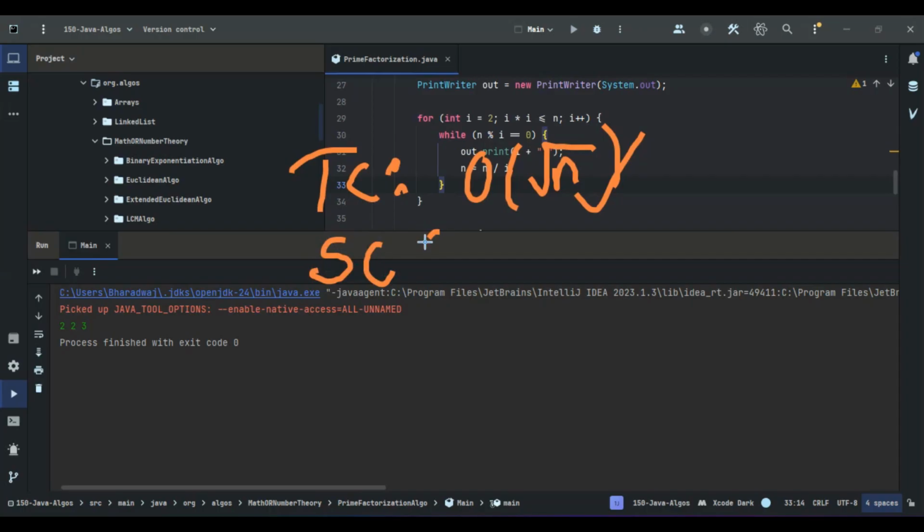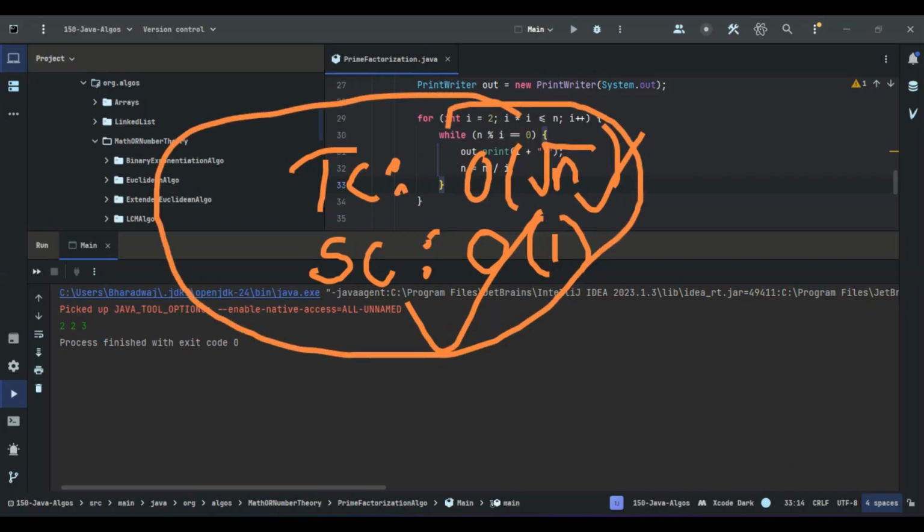What would be the space complexity here? The space complexity would be big O of 1. It's as simple as that. Why big O of 1? Because the algorithm uses only constant extra space and no additional data structure. So overall, the time complexity and space complexity for the code that we have written are big O of square root of n and big O of 1 respectively.